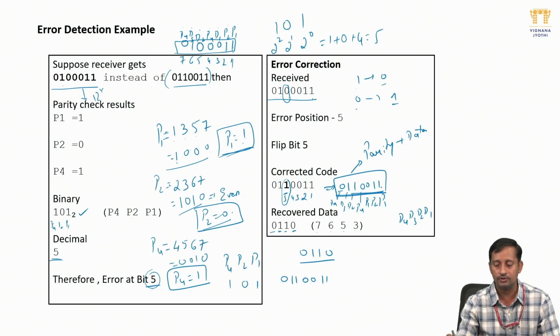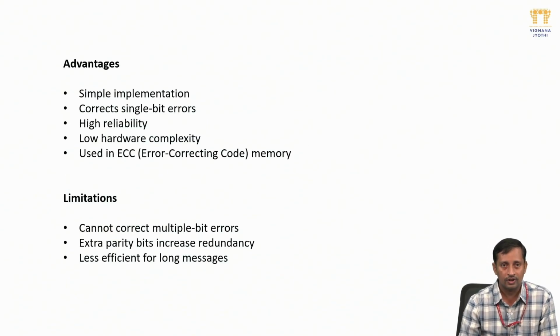0, 1 1, 0 0, 1 1 is the bit sequence which a receiver has received correctly. From this, how to retrieve the data? Again, based on the positions. Write down the position values. Write down D4, D3, D2, D1 values. This is 0, 1 1. So this is the data and this is the frame that a sender has transmitted to the receiver. This is how we find the framing, find the error, and correct the error using the Hamming code method. Now coming to the advantages.